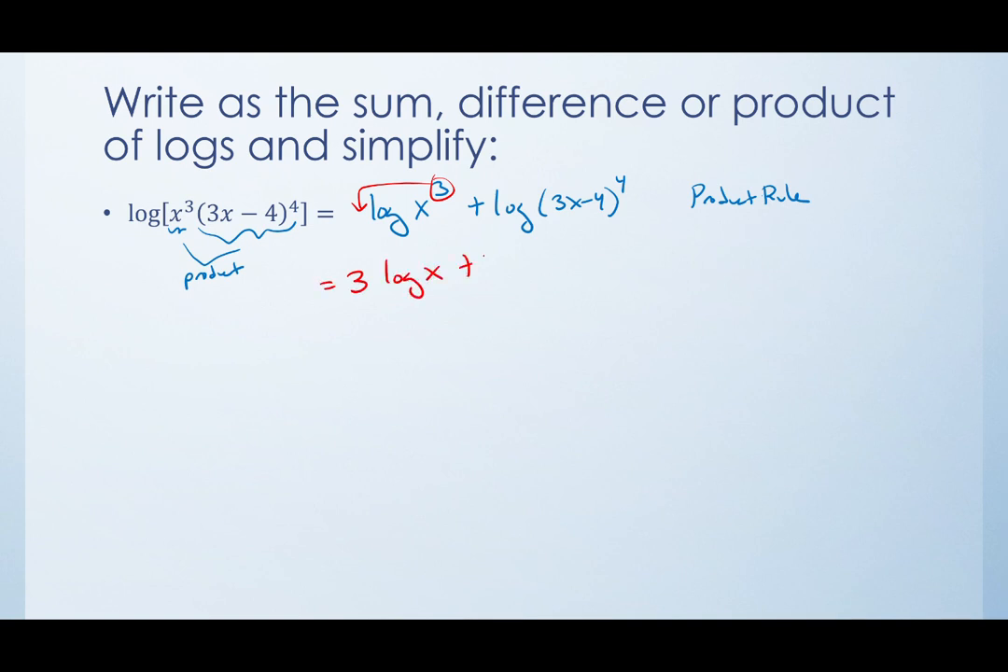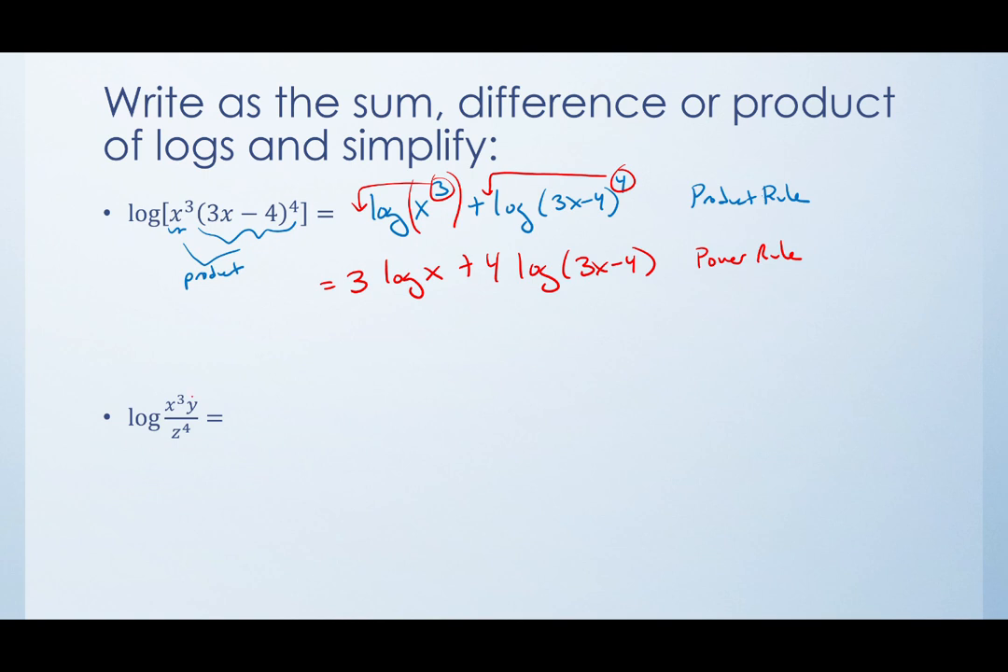Now, the next part, we have that 4. It's a power on what's in the log, so it's going to move out front too, right? So remember, when we do these, they're really parentheses around here, right? This is not the cube of log of x. This is the log of x cubed. They're different. Okay, so we're going to say 4 log 3x minus 4. That is our power rule. And we cannot go any further because we can't simplify across addition or subtraction inside a log. So it's done.